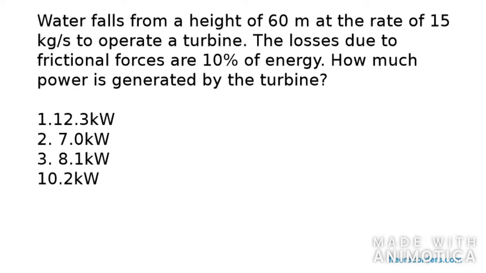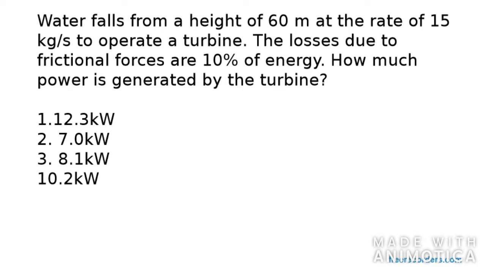So let's start with MCQs of work, energy and power. Let's start with the first question. It says water falls from a height of 60 meter at the rate of 15 kg per second to operate a turbine. The losses due to frictional forces are 10% of energy. How much power is generated by the turbine?